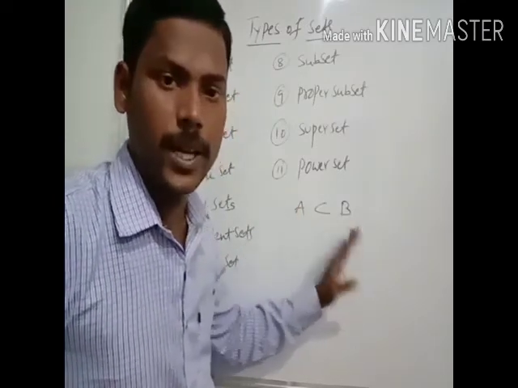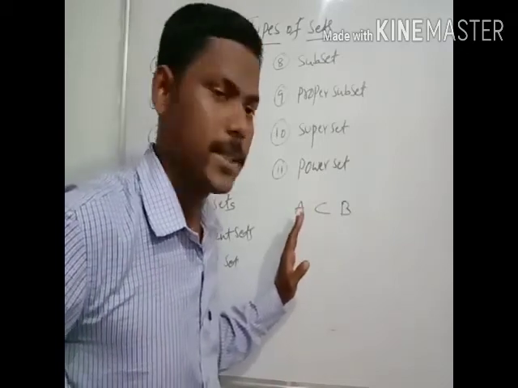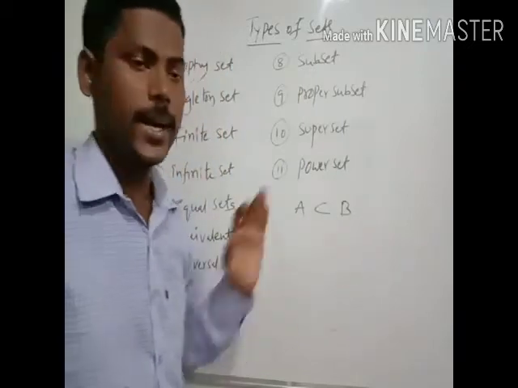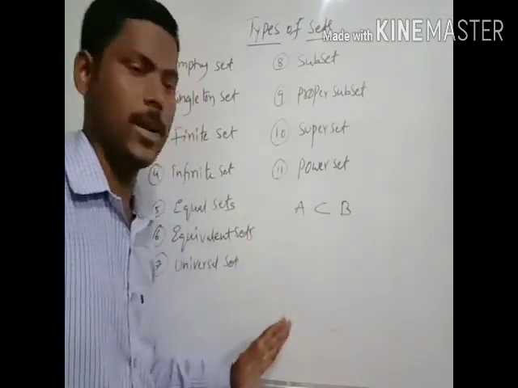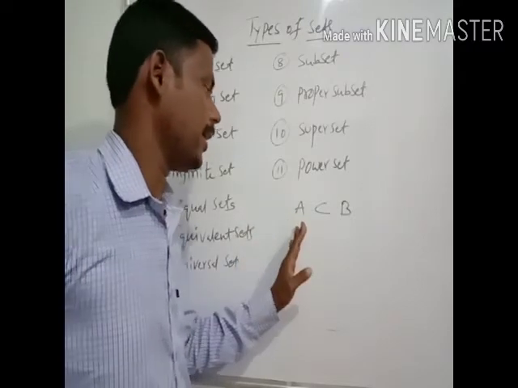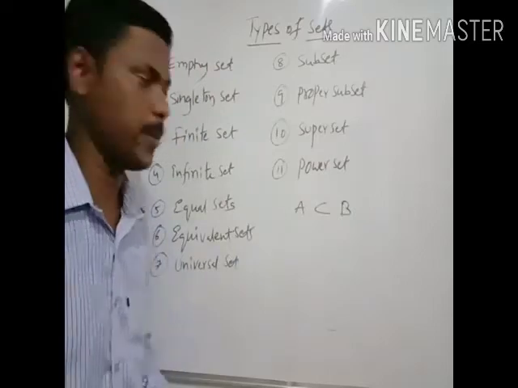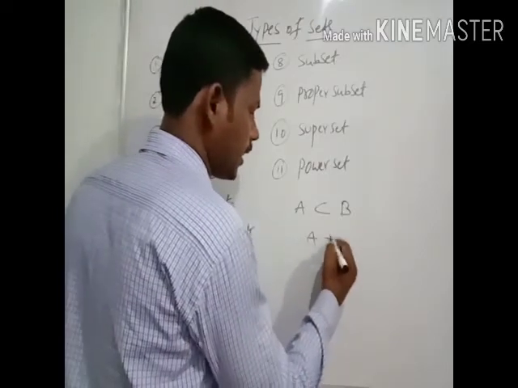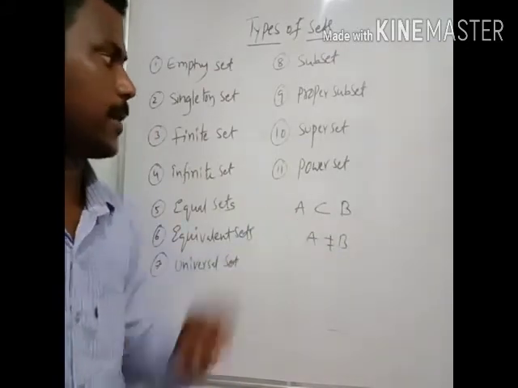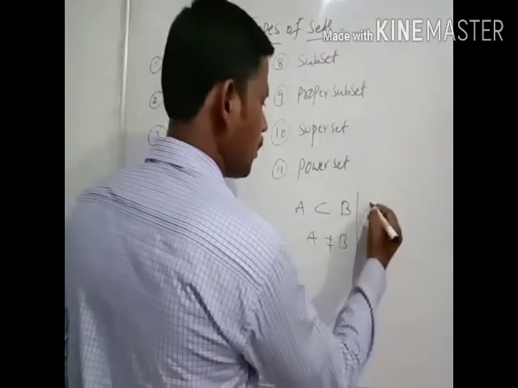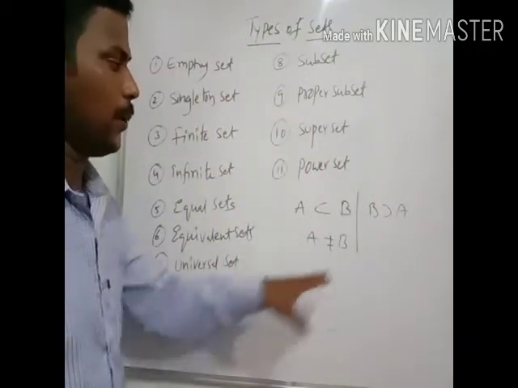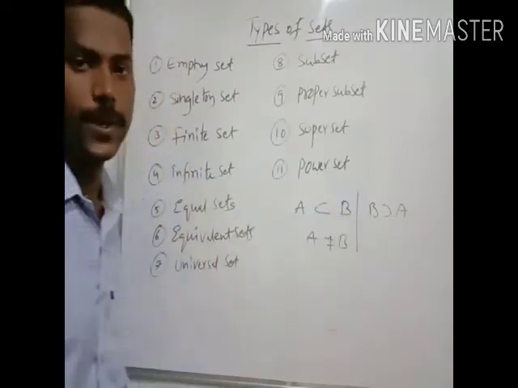If A and B are two sets, A is a proper subset of B means B contains at least one element more than set A. Then we call A a proper subset of B. That means here A is not equal to B. Then we say that A is a proper subset of B and B is called a superset of A. Okay, children? B is called the superset of A.